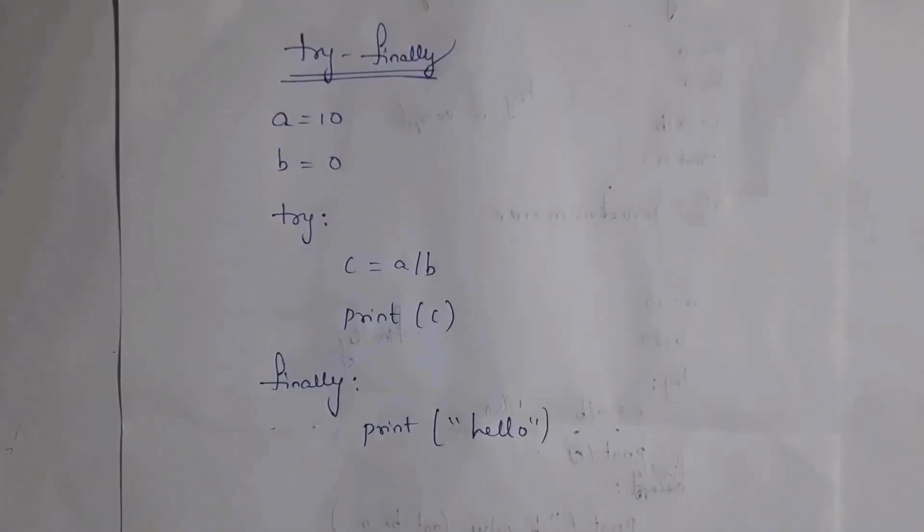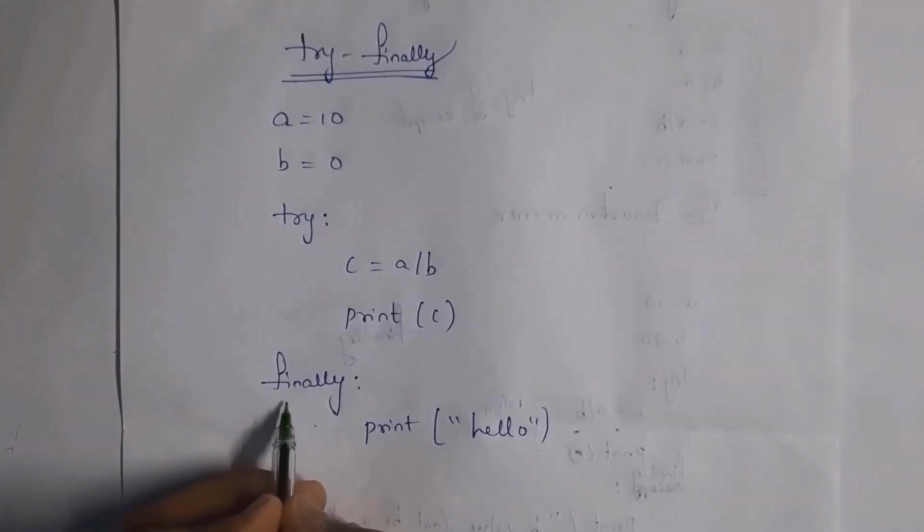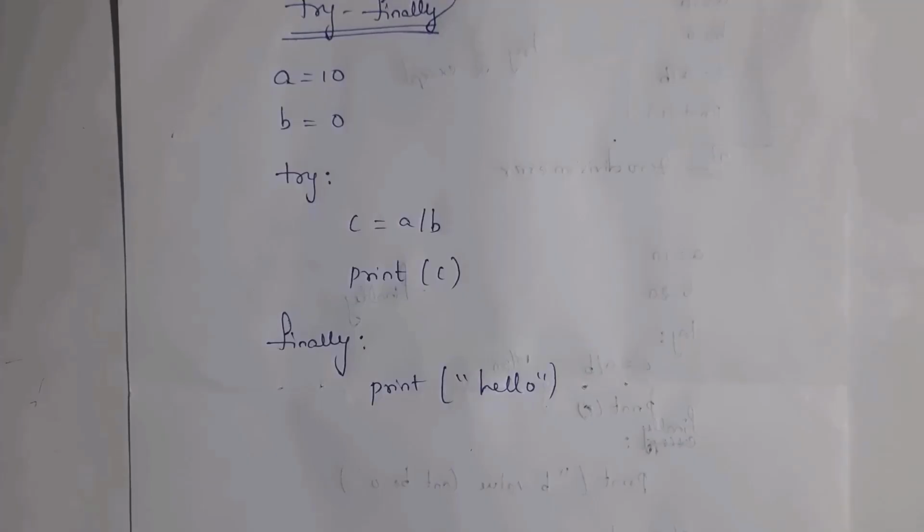Next I will explain what is the use of the finally block. Same example, just in place of except you need to write finally. No matter whether there is an exception or not, this finally block is always executed. If an exception occurs, this finally block is executed. If an exception does not occur, even then this finally block is executed. This is the same example which I took before.